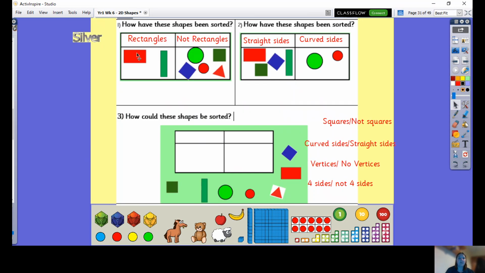So the silver we've got here, rectangles, not rectangles. We've got straight sides, curved sides. And then down here, you could have had any possibilities, and you may well have had some other ideas of your own. So there's lots of different possible answers for the silver.